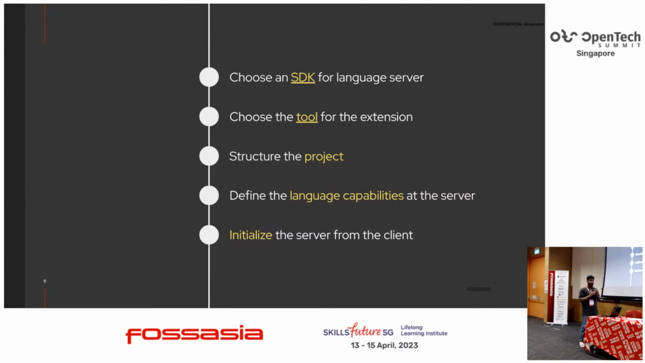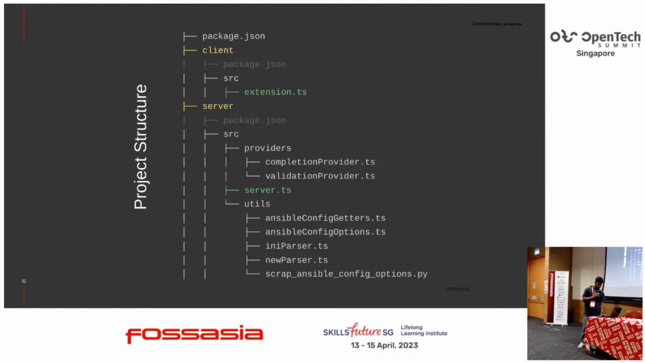So it's a very good idea to structure the project. And then finally define the language capabilities in the server, and in the client side, it's just a matter of initializing the server. This is how I like to structure the project. I have a client, I have a server, and the extension.ts is the place where I initiate the language server, and now comes the server part.